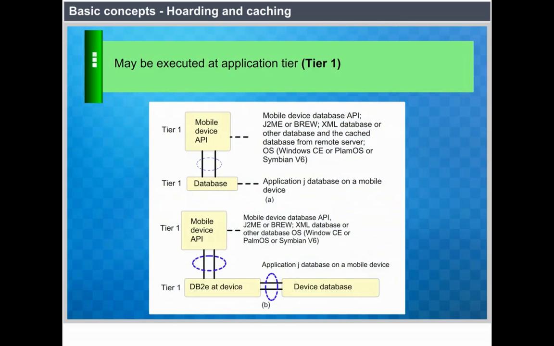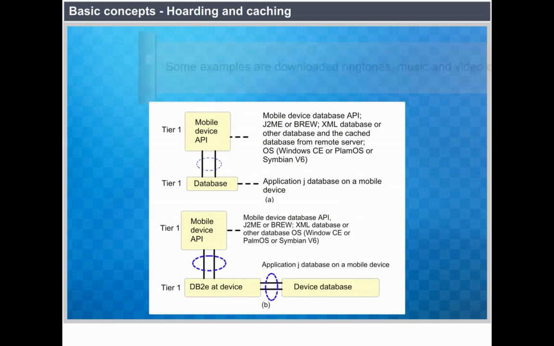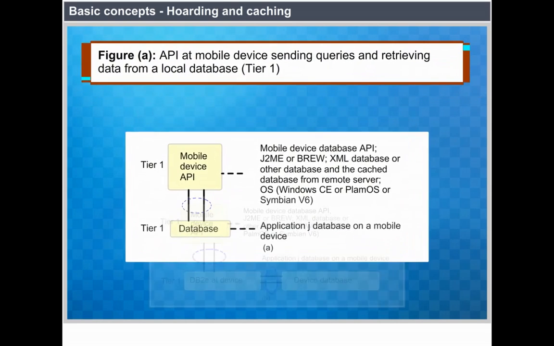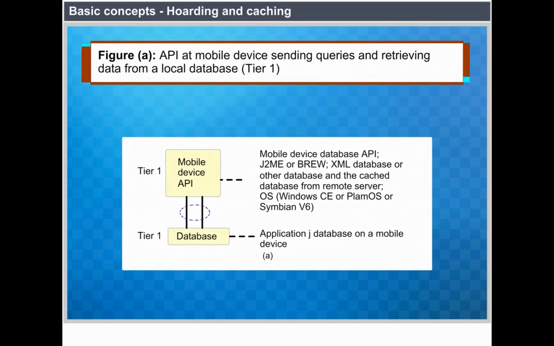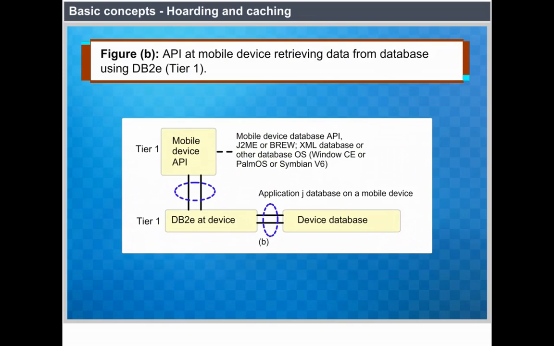May be done at application tier 1. The two architectures shown in the above figure belong to the class of one-tier database architecture. Some examples are downloaded ringtones, music and video clips. Figure A. API at the mobile device sending queries and retrieving data from a local database, tier 1. Figure B. API at the mobile device retrieving data from a database using DB2E, tier 1.